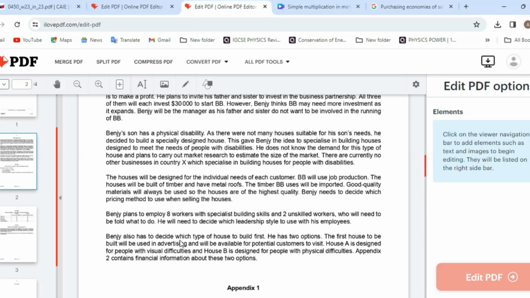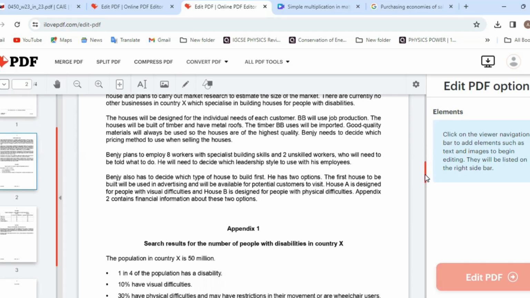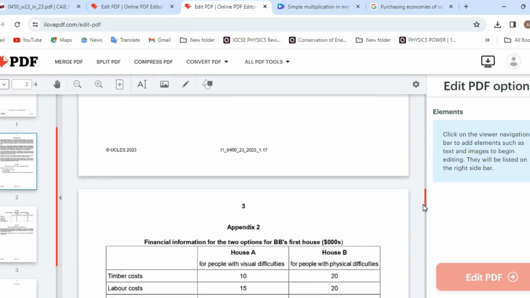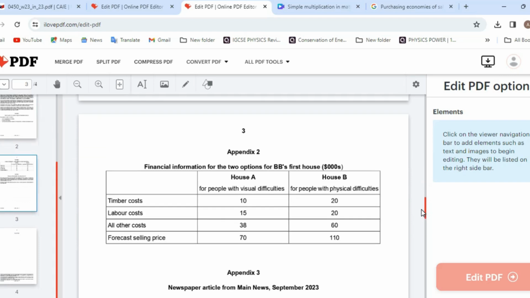Benji also has to decide which type of house to build first. He has 2 options. The first house to be built will be used in advertising and will be available for potential customers to visit. House A is designed for people with visual difficulties, and House B is designed for people with physical difficulties. Appendix 2 contains financial information about these 2 options. Okay, we have it: this for House A and this for House B. House A for people with visual difficulty and House B for people with physical difficulty.